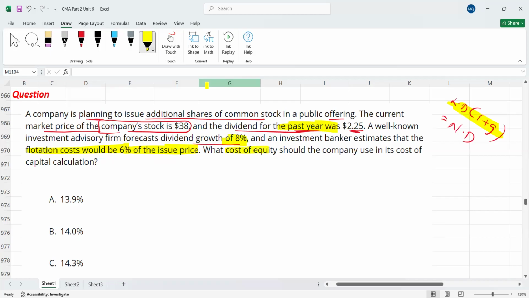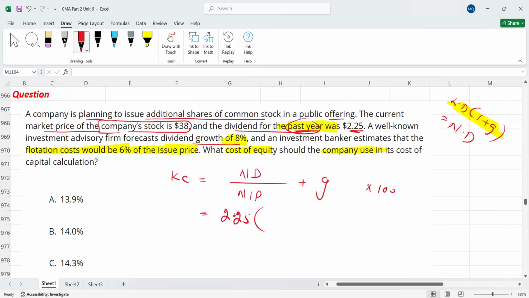Then what cost of equity should the company use? So we'll write the formula. This is the common stock. Cost of equity equals, because the last dividend is given, next dividend divided by net issue proceeds plus growth, times 100. Next dividend: because the past year's dividend is given, I'll take 2.25 times 1 plus growth. Growth is how much? 8%, right? So 0.08.